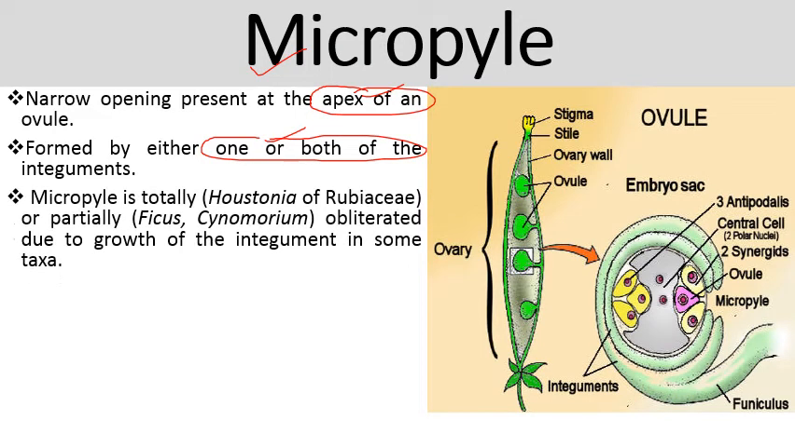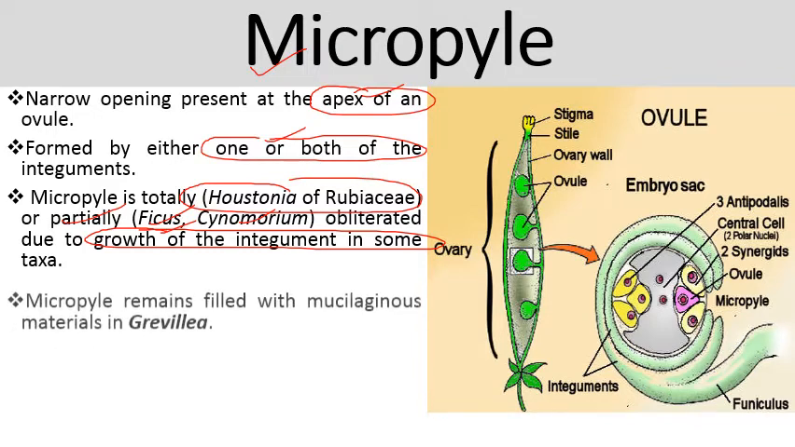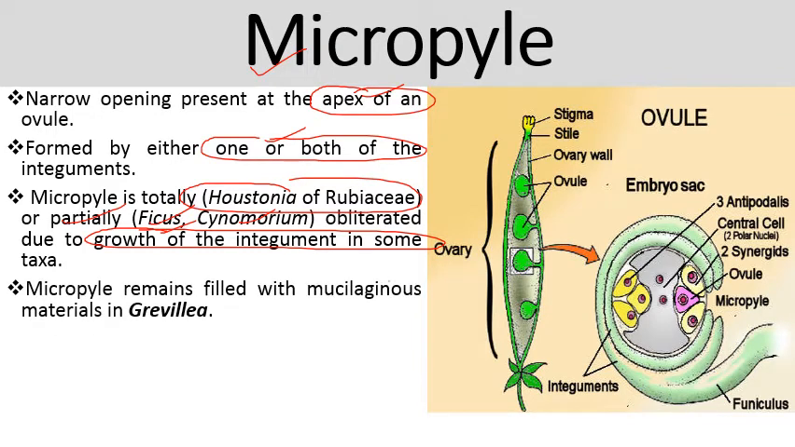In some cases, micropyle is totally obliterated in case of Houstonia, member of family Rubiaceae, and is partially obliterated in case of Ficus and Cynomorium due to growth of integuments in some taxa. So ये partially or totally obliterated होता है in some cases. Micropyle remains filled with some mucilaginous substance in Grevillea. जो Grevillea है इस plant में micropyle filled होता है एक mucilaginous substance से.